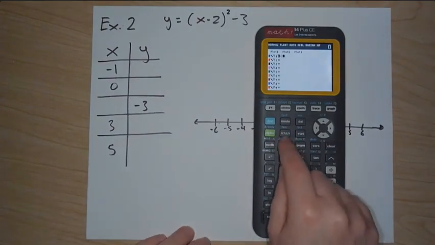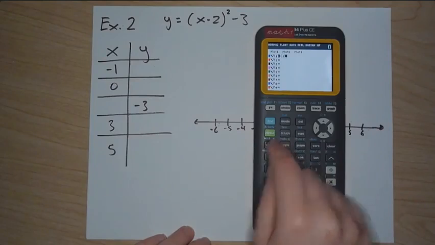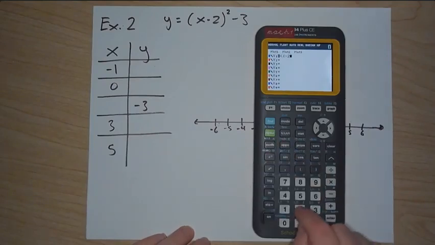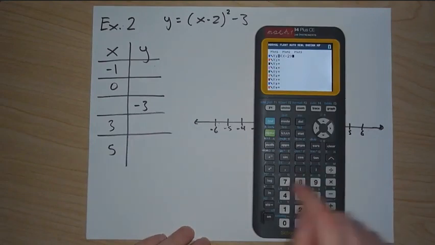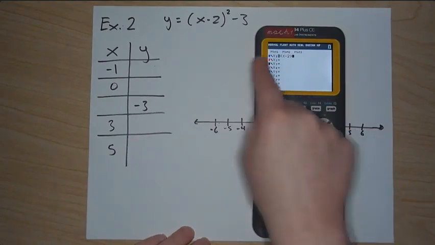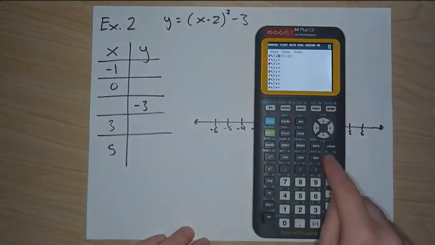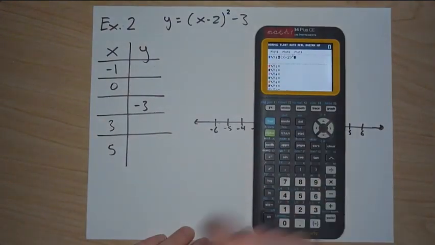To write x, we're going to use this button right here, right next to alpha. And then we're going to do -2, end parenthesis. And we're going to do this square up here, so up to the 2 power, and then -3.